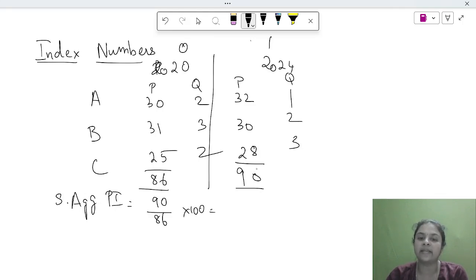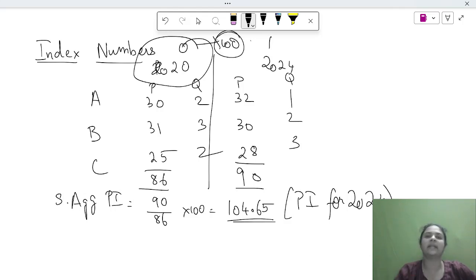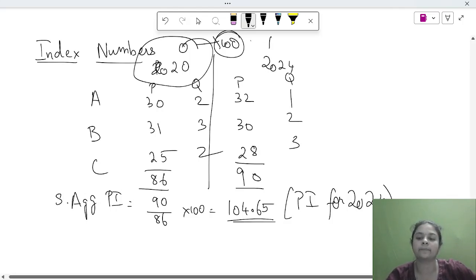Now this will be the price index. What is the value? 104.65. Now this is the index for which year? Is it for 2020 or 2024? This is the price index for 2024 in this example. Year 1's price index. Remember, the year 0, that is the base year's index is always 100. Whether they ask for price index or quantity index, it is 100. For base year, index is always 100.